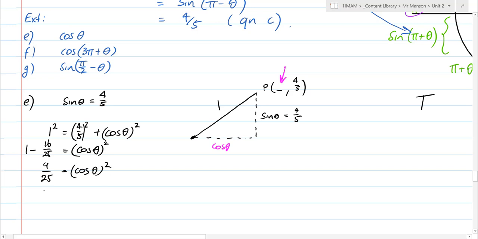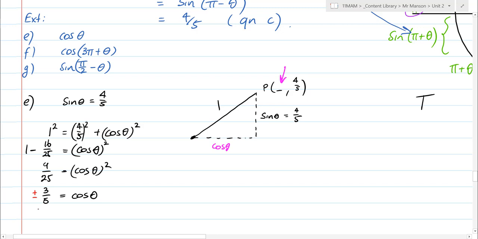And when I square root 9 over 25, I get 3 over 5 equals cos theta. Now, some of you, and rightly, would say, hold on, you took a square root. What happens when you take a square root? What other thing have you got to consider? Sorry? So it could be negative. So you've got to consider the fact that when you take a square root, it could be plus or minus.